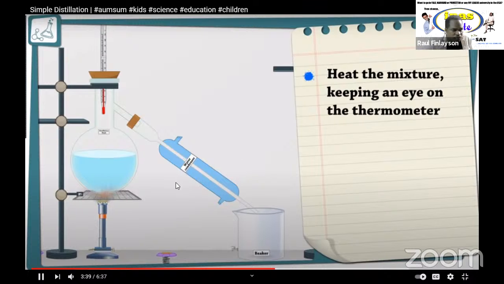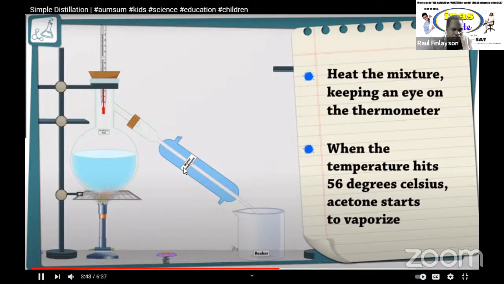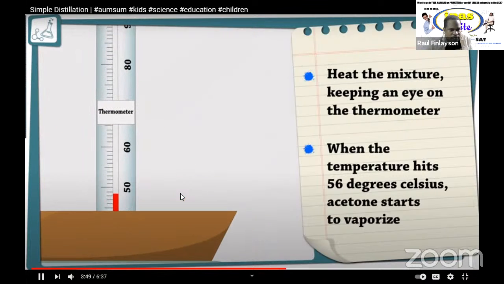Heat the mixture, keeping an eye on the thermometer. When the temperature hits 56 degrees Celsius, acetone starts to vaporize. All right, so stick around in there. You see that? You see what's happening?